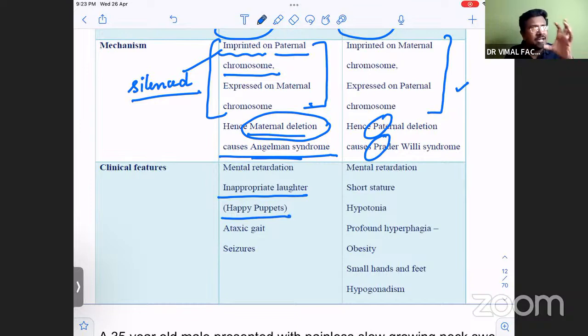You can remember, angels will always have a smiling face. So Angelman syndrome, happy puppets. In addition, the child can have an ataxic gait and seizures also.